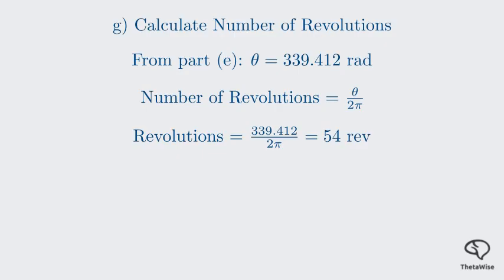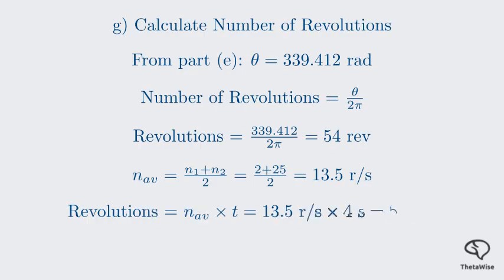The solution in the notes uses a different but equivalent method. It first calculates the average frequency, n average, as the average of the initial and final frequencies, which is (2 plus 25) divided by 2, or 13.5 revolutions per second. Then it multiplies this average frequency by the total time of 4 seconds to get the total number of revolutions.